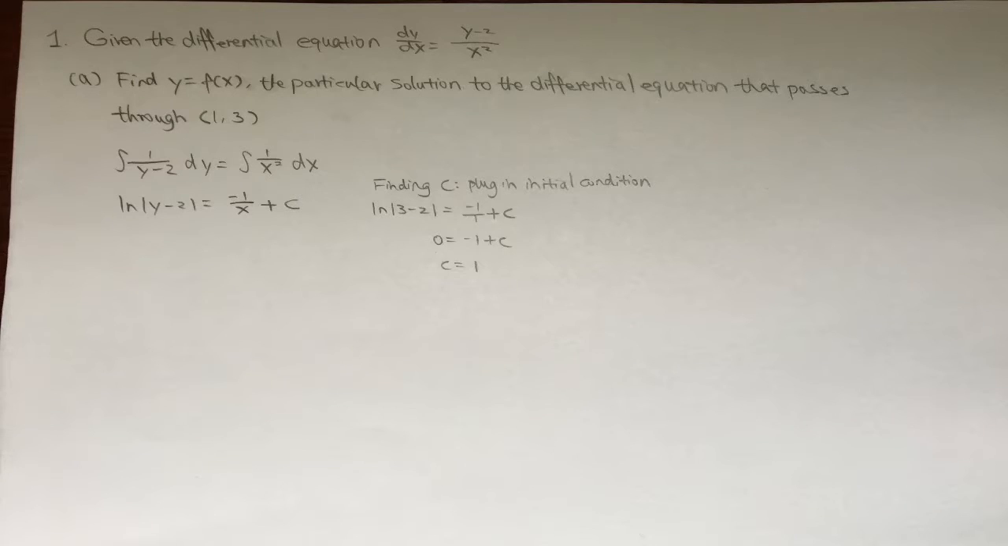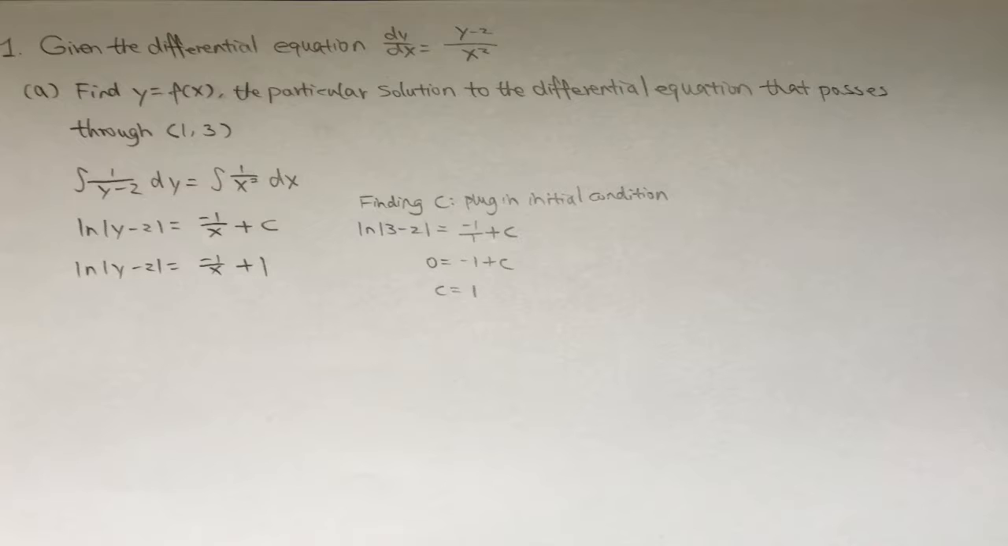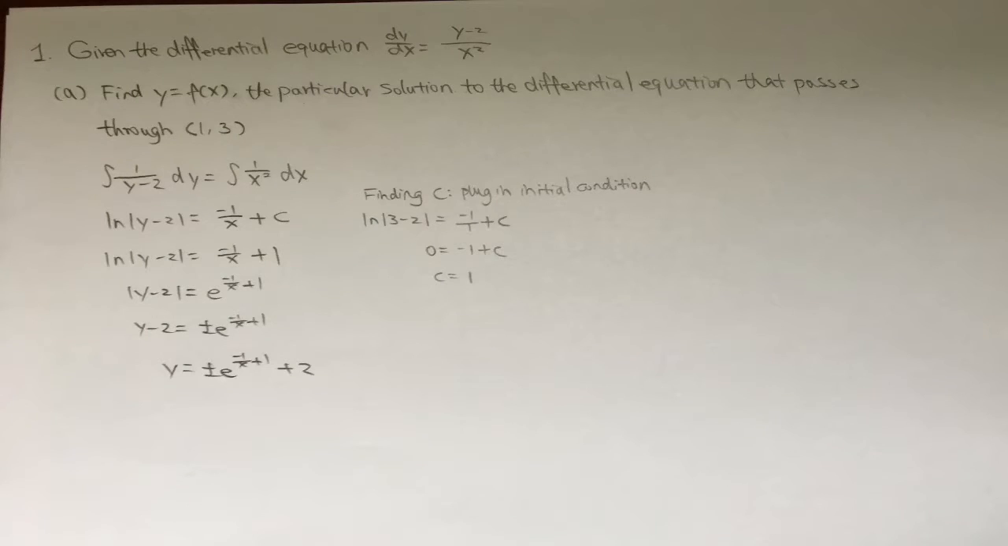To find c, you're simply going to plug in x and y from your initial condition. In this case, x is 1 and y is 3. This expression simplifies to c = 1. After you have found c, plug it back into the original equation. So now we have the natural log of the absolute value of y - 2 is equal to -1/x + 1. The rest is all algebraic simplification.